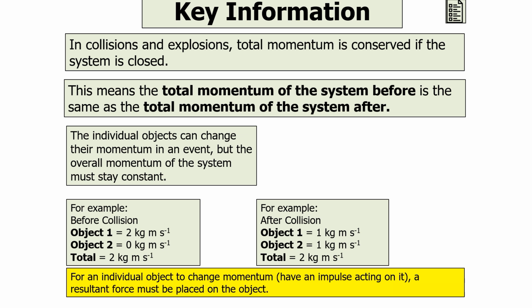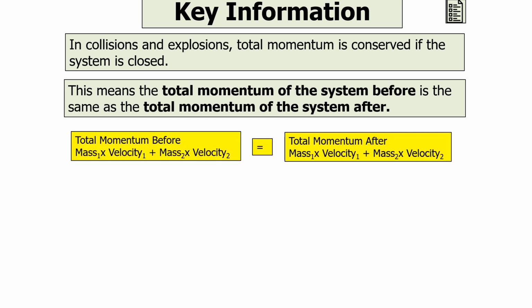Now, for an individual object to change momentum and have an impulse acting on it, a resultant force must be placed on the object. Now, we can say that the total momentum before, which is mass 1 times by velocity 1 plus mass 2 times by velocity 2, must equal the total momentum afterwards, where mass 1 times by velocity 1 plus mass 2 times by velocity 2.